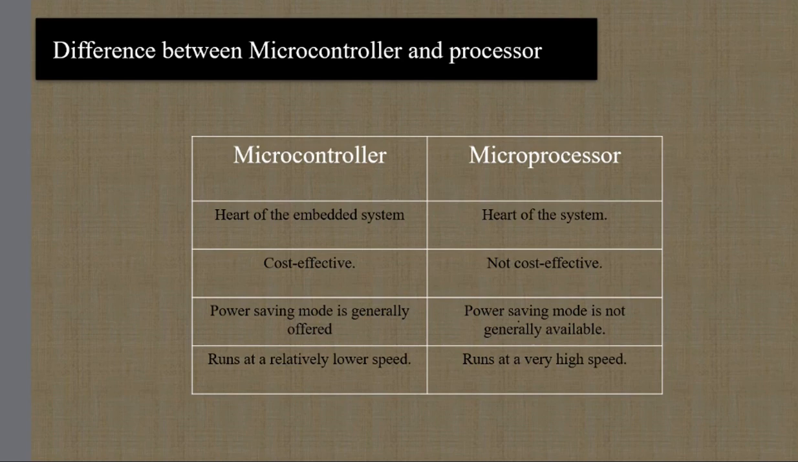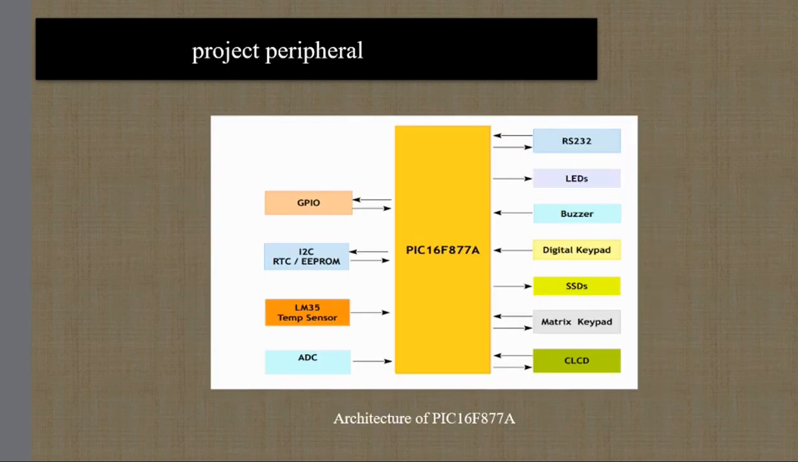A microcontroller is more cost effective. A microprocessor is not as cost effective. In a microcontroller, a power saving mode is generally offered. In a microprocessor, power saving mode is not generally available. A microcontroller runs at a relatively lower speed. A microprocessor runs at a higher speed. The project peripherals will be explained by my partner Lasya.